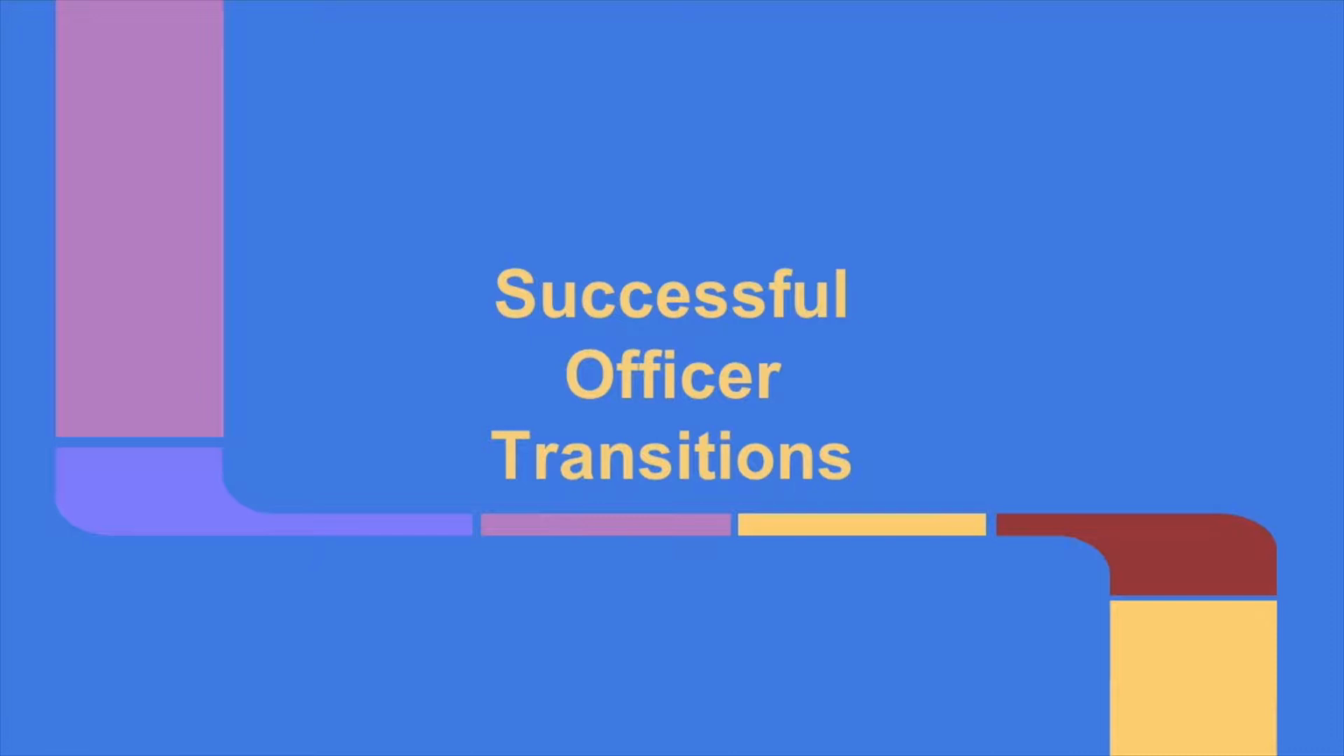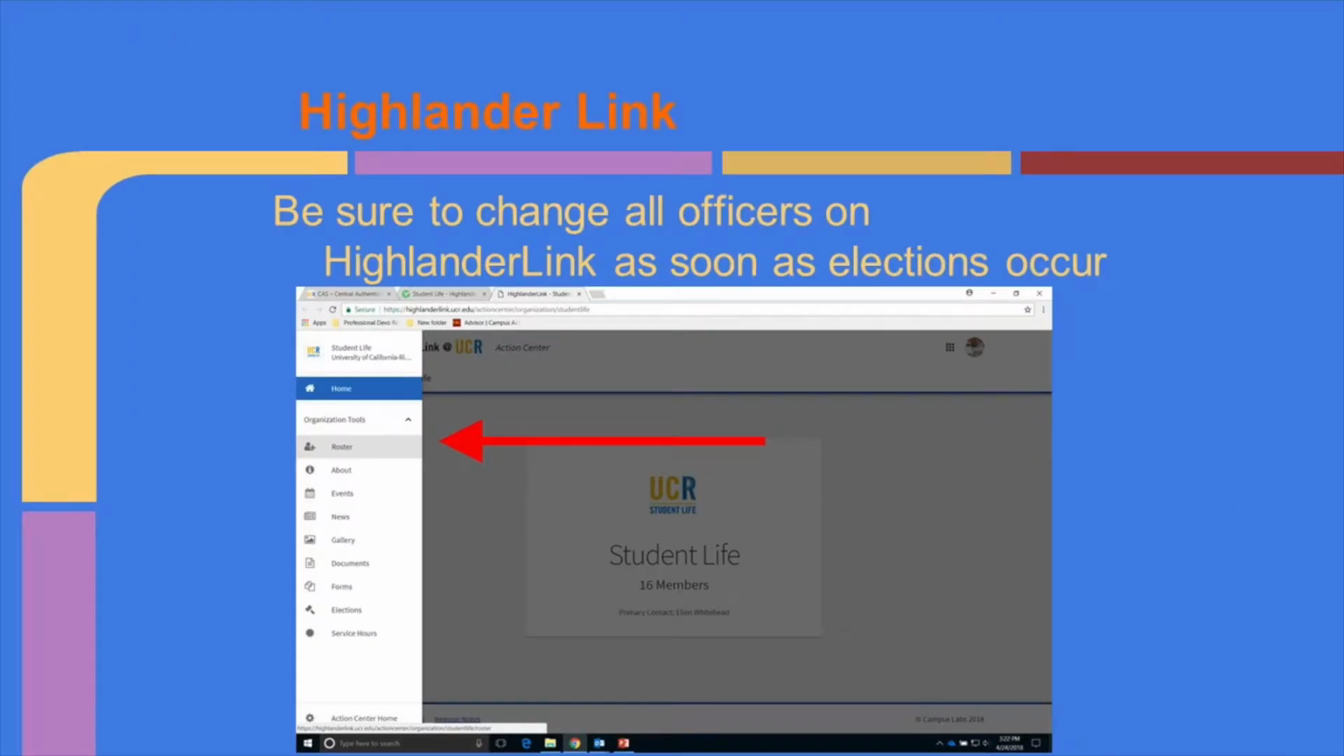This is intended for both incoming and outgoing officers, so feel free to share with other officers or watch as a group. We're assuming that you've already done elections. If you haven't, we have another video detailing how to hold elections and how to use the Highlander Link elections tool. Now, the first big step to a successful transition is updating your Highlander Link page immediately.